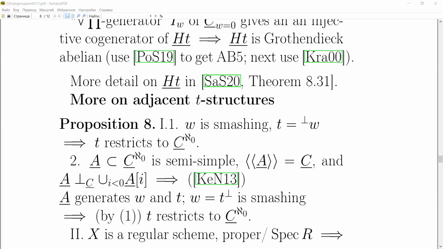And you can use some nice results of Keller and Nicolás. So if you have an abelian semi-simple category, that generalizes, C is a localizing category generated by compact objects, and it's anti-connective. So under these assumptions, it generates V in T. And V is smashing, so it follows that the t-structure restricts to the subcategory of compact objects, and you get an improvement of another result of this paper. So this is one more application for adjacent structures.